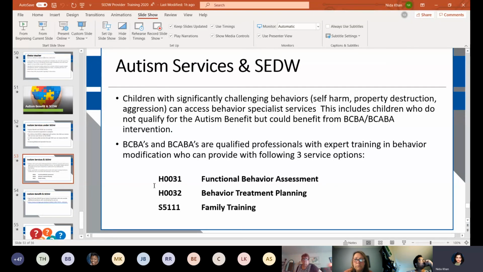And here are the three codes that can be utilized for a child on the SED waiver: the H0031, which is functional behavior assessment, H0032, which is behavior treatment planning, and then S5111, which is family training.